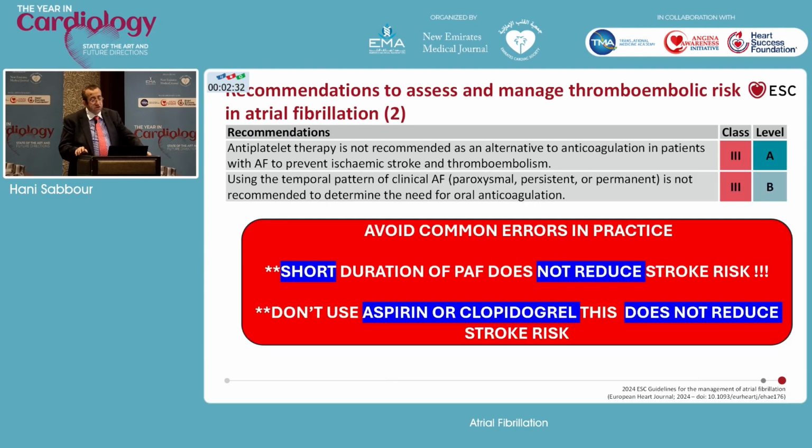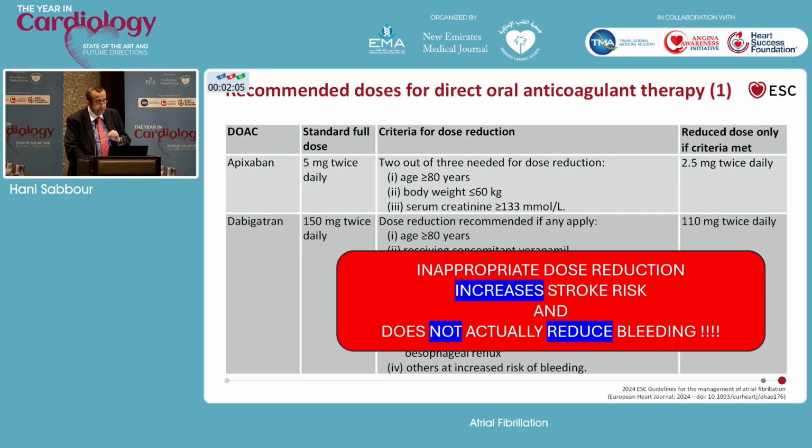So, common errors in practice are addressed here as 3A and 3B. Do not. Short duration of AFib does not reduce stroke risk. Short duration of AFib, even 5 minutes on a pacemaker, please anticoagulate the patient. Do not make this mistake. Secondly, don't use aspirin or clopidogrel in these patients with short duration of AFib. It does not reduce the stroke risk, only increases the risk of bleeding. This is a very important teaching point. It's now a class 3 indication.